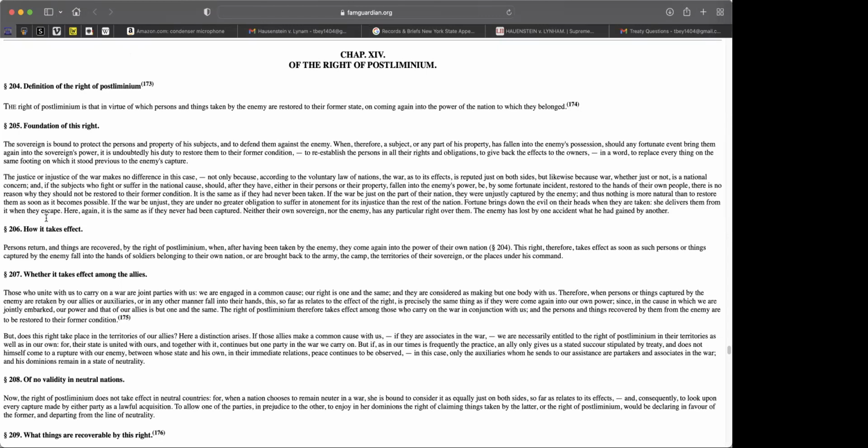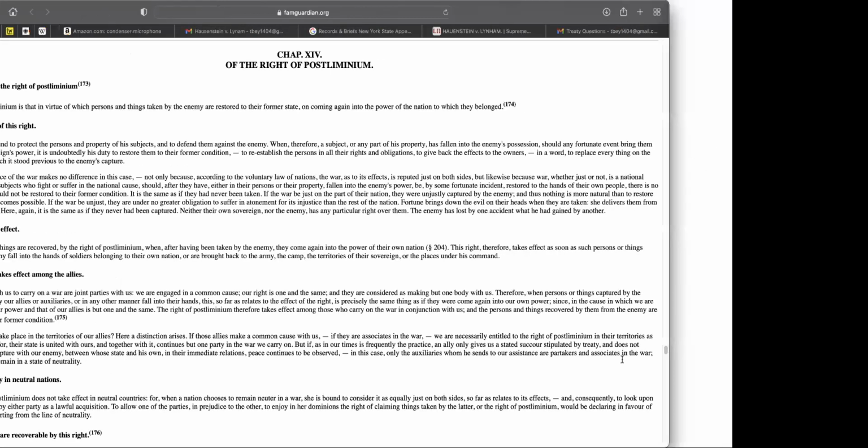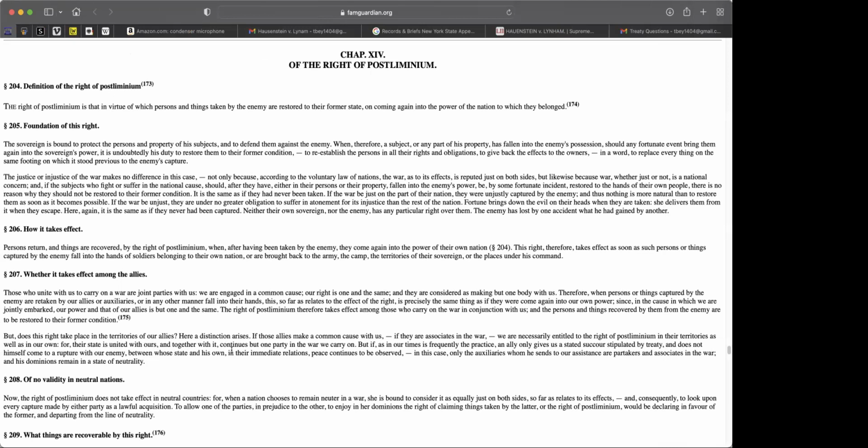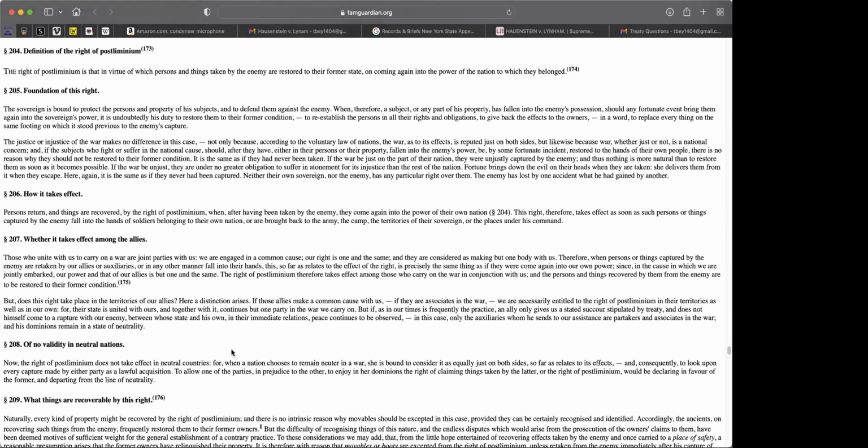Chapter 14 of the Right of Post-Millennium. Section 204, definition of the right of post-millennium. The right of post-millennium is that in virtue of which persons and things taken by the enemy are restored to their former state on coming again into the power of the nation to which they belonged. Section 205, foundation of this right. The sovereign is bound to protect the persons and property of his subjects and to defend them against the enemy. When, therefore, a subject or any part of his property has fallen into the enemy's possession, should any fortunate event bring them again into the sovereign's power, it is undoubtedly his duty to restore them to their former condition, to reestablish the persons in all their rights and obligations, to give back the effects to their owners. In a word, to replace everything on the same footing on which it stood previous to the enemy's capture.